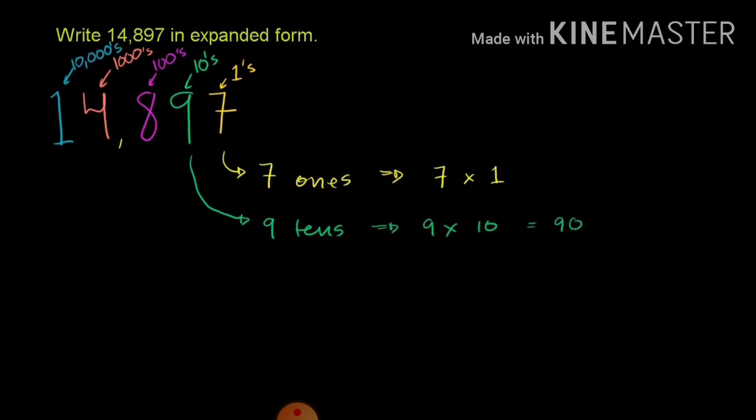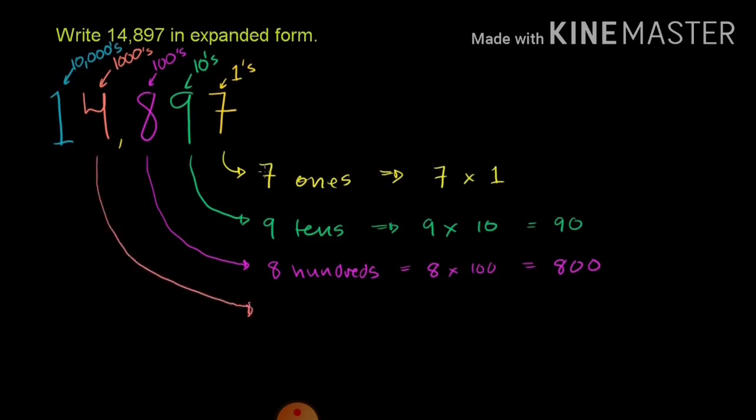So then we have our 8. We see it's in the hundreds place, so it represents 800s. Or you could view that as being equivalent to 8 times 100, not 1,000. 8 times 100, or 800. And then the 4, I think you get the idea here. It's in the thousands place, so it represents 4,000s, which is the same thing as 4 times 1,000, which is the same thing as 4,000.